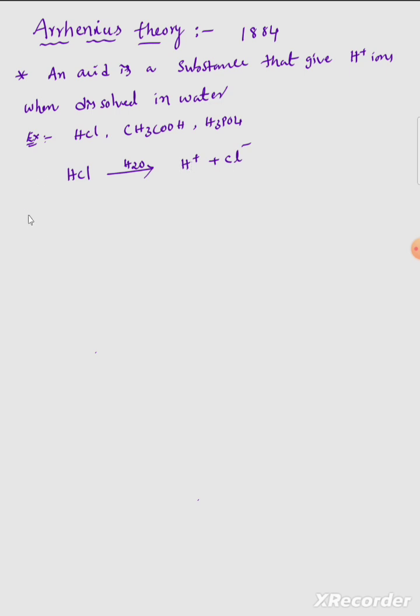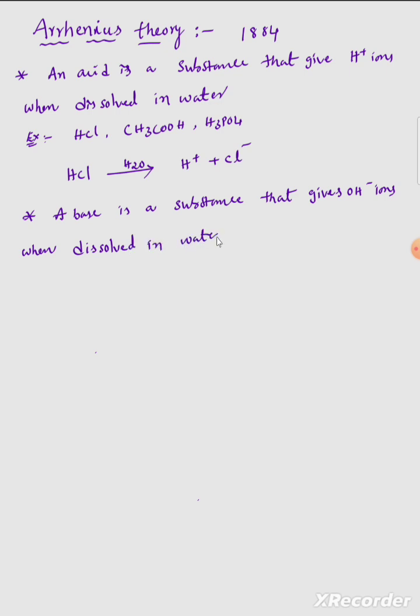Next, base. A base is a substance that gives OH minus ions when dissolved in water. What are the examples for bases? A base is a substance that gives OH minus ions when dissolved in water.